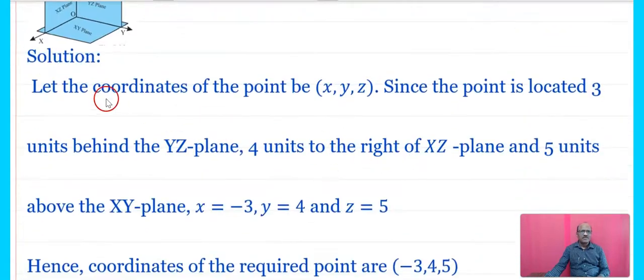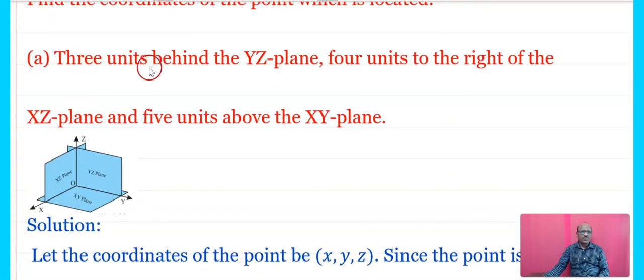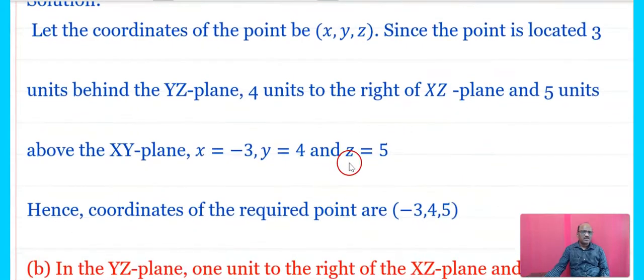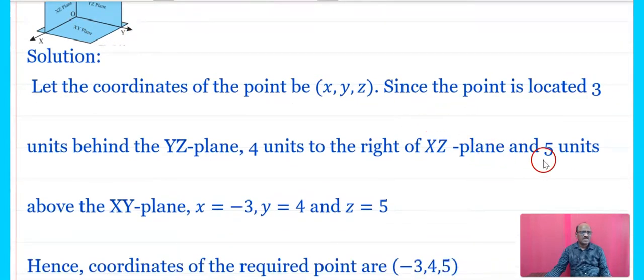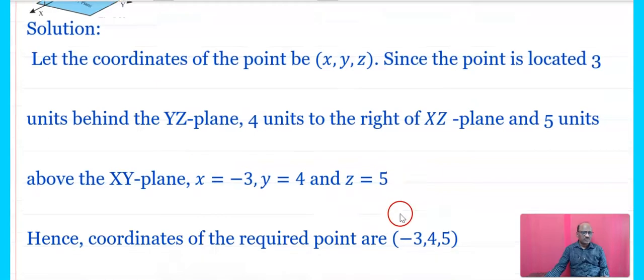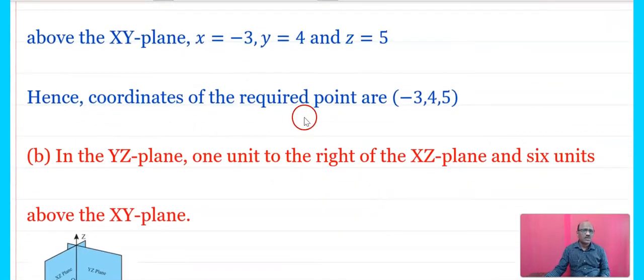Again, I will repeat here. 3 units behind the yz plane, and this is the yz plane and it's behind. Therefore, we have taken it as minus and the other two coordinates are positive. Next is 4 units to the right of xz, which means in front, so the y coordinate is a plus. The last is 5 units above the xy plane. This is the xy plane and above, therefore the z coordinate is a plus, that is z equals 5. And hence the coordinates of the required point are (-3, 4, 5).